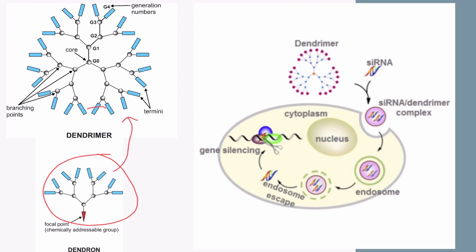So dendrimer will incorporate the genetic material and form a complex, a dendrimer genetic material complex, and this complex gets endocytosed, and then endosomal escape occurs, then the genetic material will be released into the cytoplasm. So this is how dendrimer works. So we discussed that in the cationic polymer, the incorporation into the nucleus may not occur. So it is transient transfection.